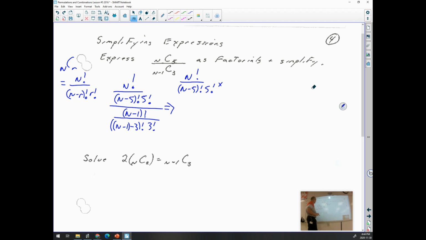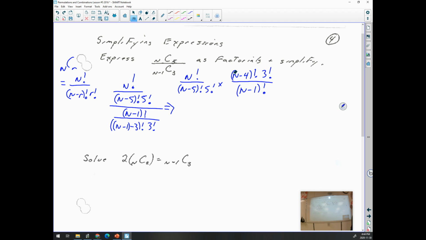I'm going to flip the bottom here. That's going to leave me with n minus 4 factorial times 3 factorial over n minus 1 factorial.